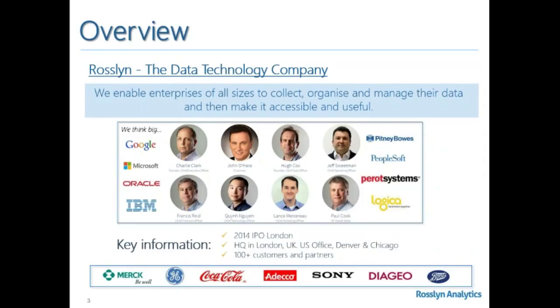Rosslyn itself is a public company. We were floated last year in London, and we have offices here in London and in the US, in Denver and Chicago. And with over 100 customers and partners, amongst those, some of the largest organizations in the world.